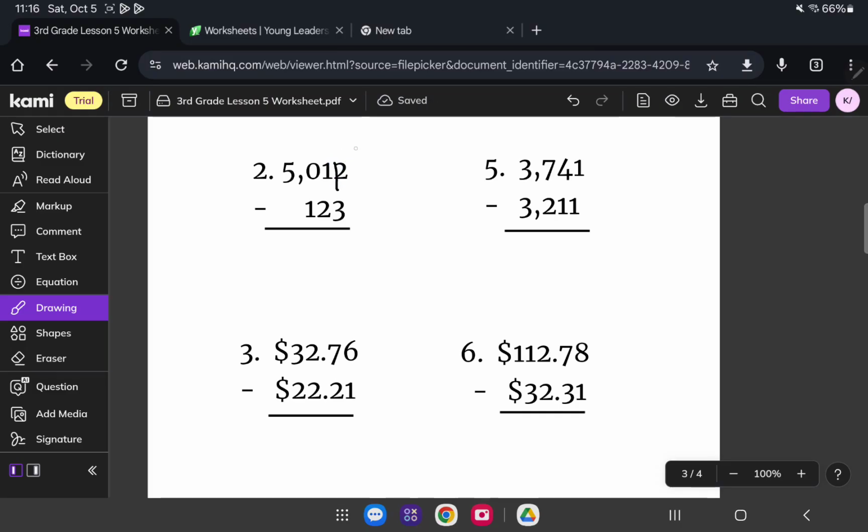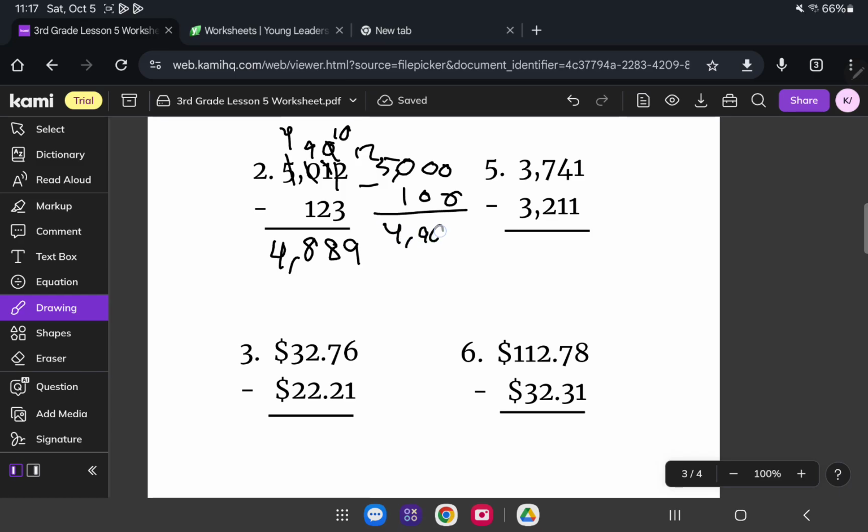We borrow a 10. 12 minus 3 is 9. We also borrow a 10 from here. So then we borrow a 10 from there. This turns into a 9. 10 minus 2 is 8. 9 minus 1 is 8. And then bring down that 4. 5,000 minus 100 is 4,900.